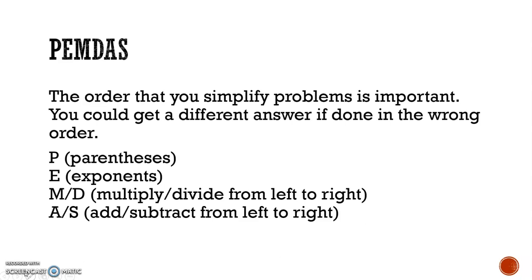Now, you have to do these from left to right. So if a division problem comes before multiplication, you must do the division first. And then same thing with add and subtract. A and S stand for add and subtract, and you do that from left to right. So basically, once you get down to the adding and subtracting, you just do the rest of the problem, whatever comes first in the line.